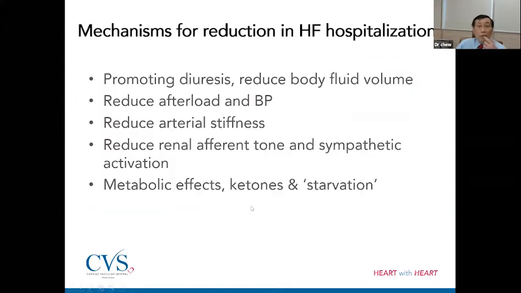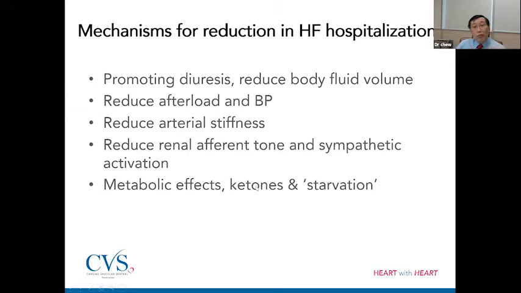So what are the possible mechanisms for the reduction in heart failure hospitalizations? It could be that when you inhibit glucose absorption, you promote diuresis and you reduce body volume. But diuretics also do that. It could also be that you reduce afterload and blood pressure, because there is a slight drop in blood pressure in patients who receive SGLT2. It could be a reduction in arterial stiffness. It also reduces renal afferent tone and sympathetic activation, so it may have some effect on the renin-angiotensin-aldosterone and sympathetic systems.